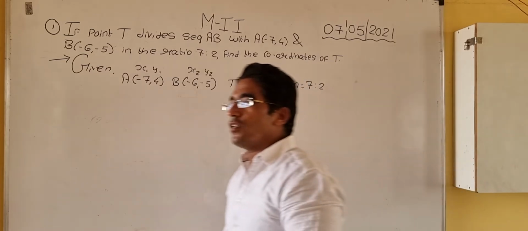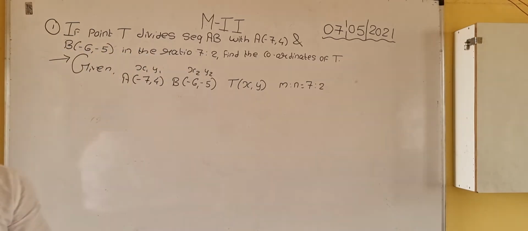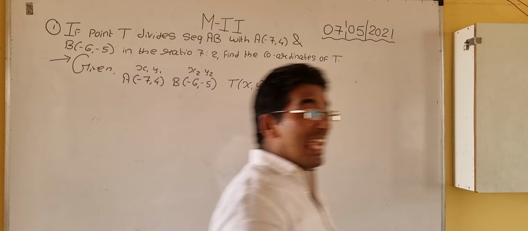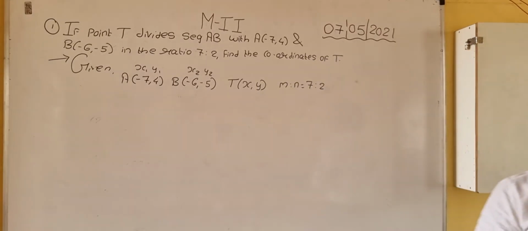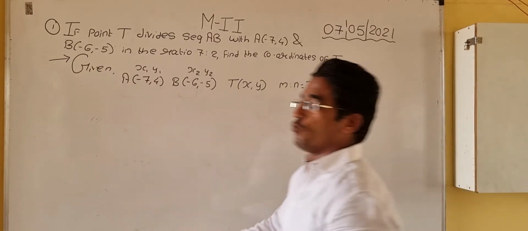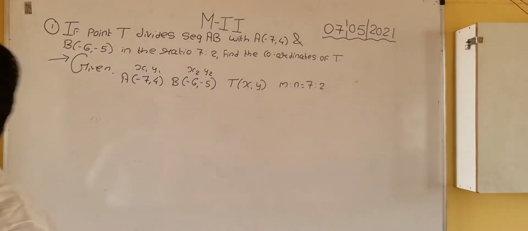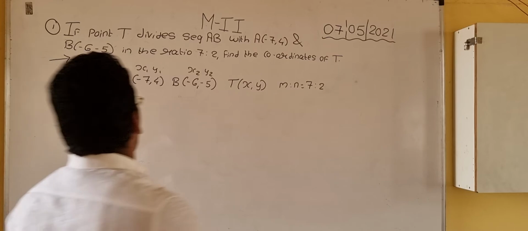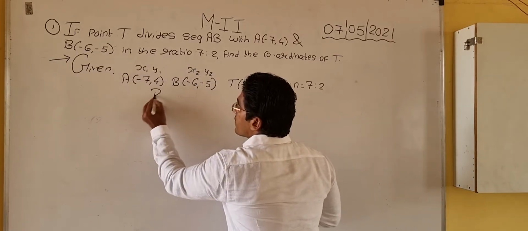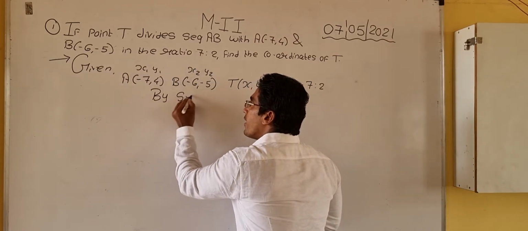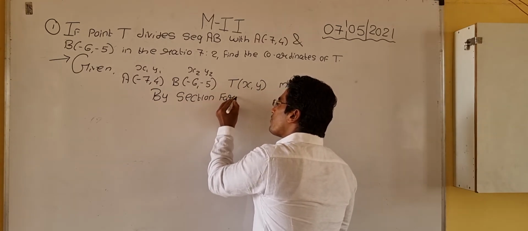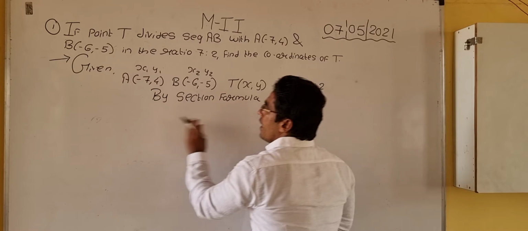Again, the point which divides, we will consider that point as x comma y. It is dividing segment AB, so point A will be x1 y1 and point B will be x2 y2. The ratio is 7:2, so that will be our m:n. Now the section formula. Let's see the formula.